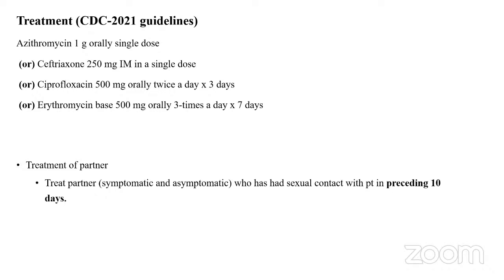And regarding partner management, all the partners, whether symptomatic or asymptomatic, who had sexual contact with the patient in the preceding 10 days have to be treated with azithromycin or the alternate medicines.